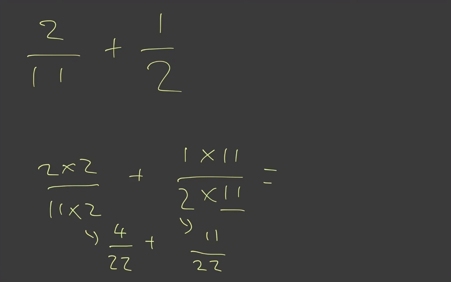And what we've actually created by timesing the two denominators together, we have now made both of these numbers have the same denominator. So now we can add 4 over 22 plus 11 over 22, which will give us 15 over 22. And can this be simplified down? No, it can't. So therefore, this is our final answer.